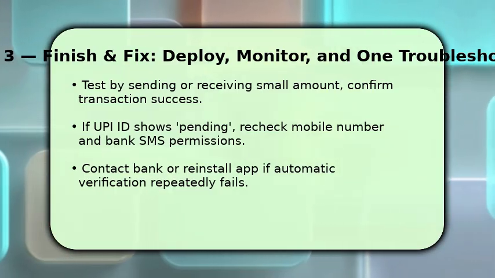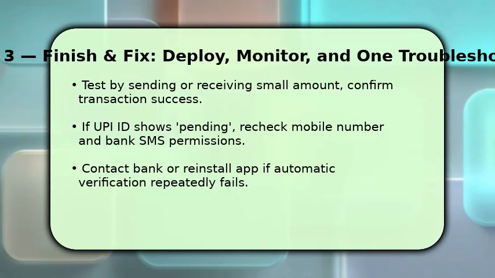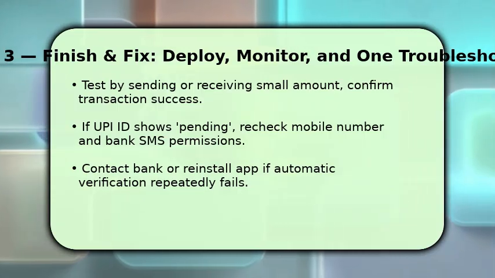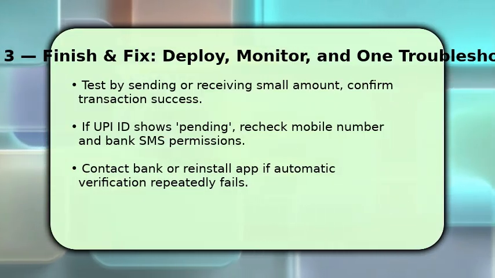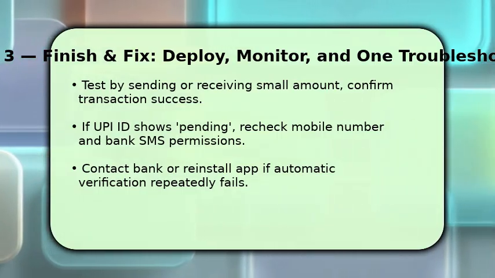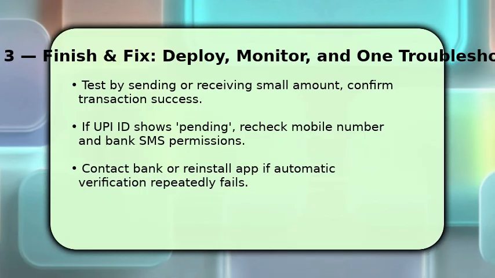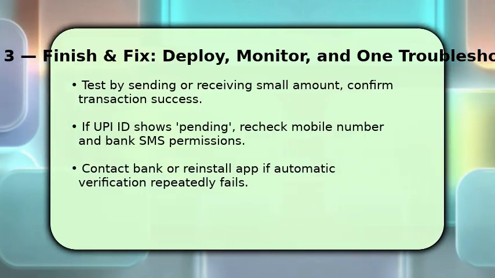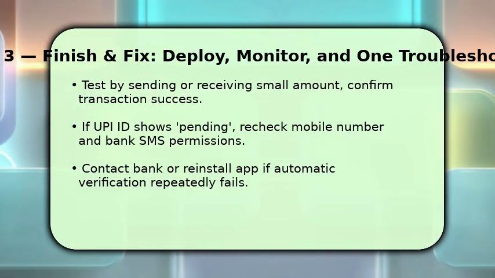If the payment fails or your UPI ID shows pending, make sure your mobile SIM, SMS permissions, and number with the bank match exactly. Then retry. If automatic verification keeps failing, contact your bank to enable UPI or reinstall Google Pay. This usually clears app-level issues.